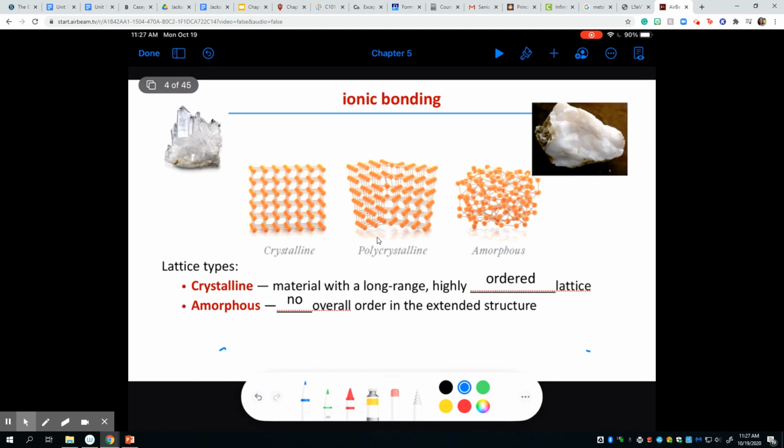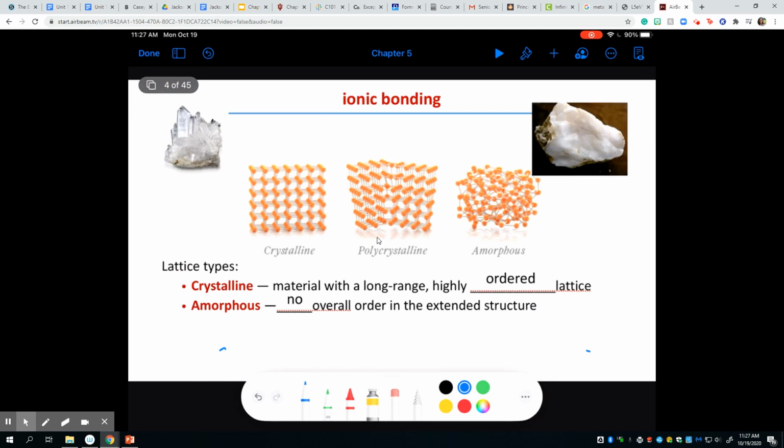All right, so ionic bonding typically happens in 3 different ways. It has 3 different lattice types. It has a crystalline lattice type. This is like what we see if you ever get rock candy at the store and you see it comes in crystals. That is the crystalline lattice type, where it lines up pretty and makes these beautiful little crystals. Polycrystalline is just multiple crystals together.